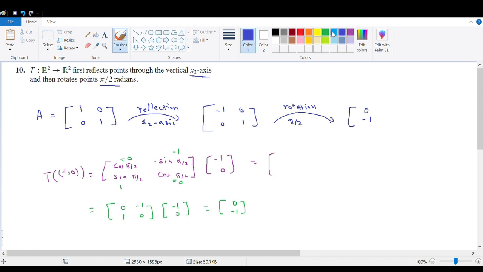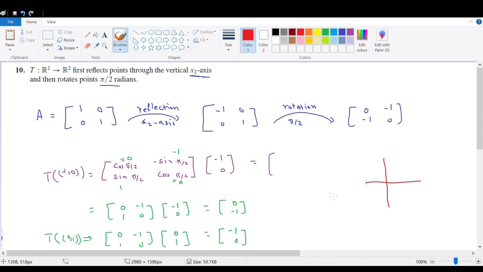Now for the second transformation, we have the second vector 0, 1. So now T of 0, 1 will be 0, 1, minus 1, 0 multiplied by 0, 1. This will give us 0 multiplied by 0 plus minus 1 multiplied by 1. This one is minus 1. Then 1 multiplied by 0 plus 0 multiplied by 1, 0. So the second will be minus 1, 0.